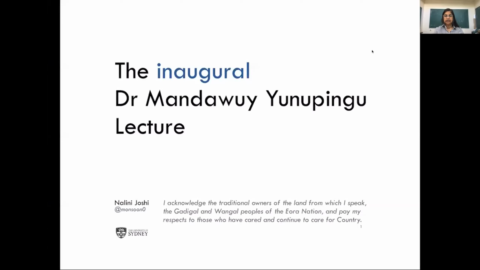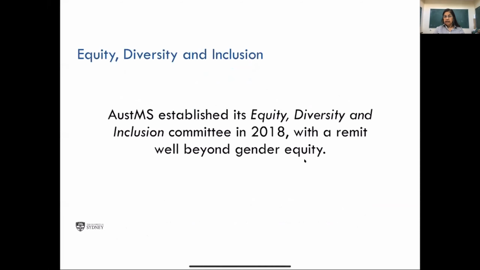Australian Mathematical Society. And the Australian Mathematical Society is usually abbreviated AustMS for those who may not know it, and I will refer to the committee as the EDI committee. So the EDI committee, or Equity, Diversity and Inclusion Committee, was established by the Australian Mathematical Society in 2018, quite late in 2018. So we are a very young committee of the society with the remit that went well beyond that of gender equity, which is the area in which the society had so far focused its efforts for inclusion.